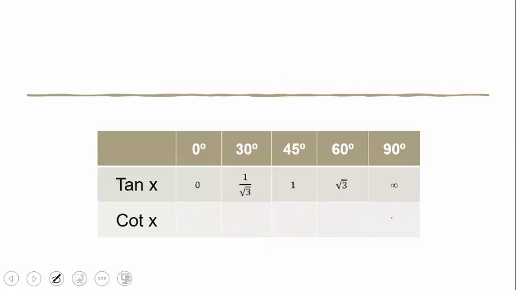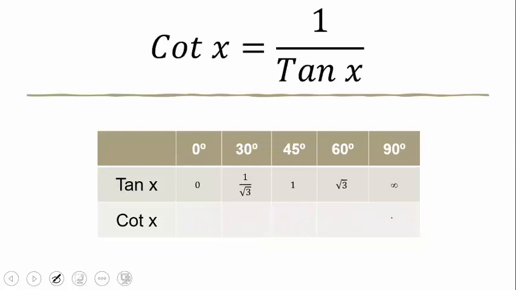Lastly, we have cot, which is the reciprocal of tan. So just flip the values and get all the values of cot. Cot 0 will become 1 upon 0, so means infinity. Cot 30, the reciprocal of tan 30, which is root 3. Cot 45 will become 1. Cot 60 will become 1 upon root 3. And cot 90 will become 1 upon infinity, and it will give us the result of 0.